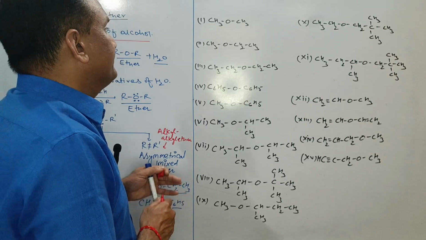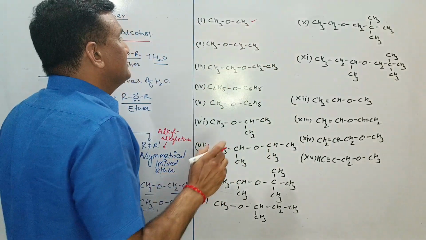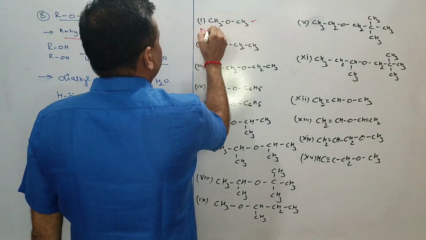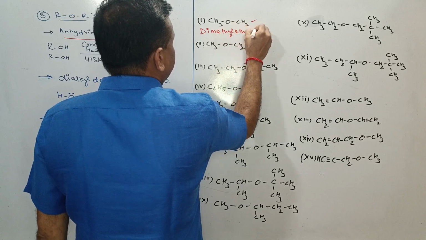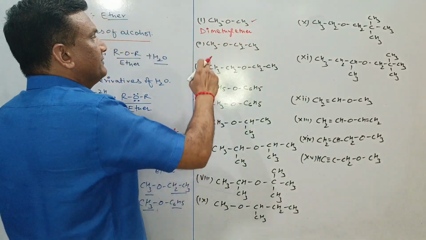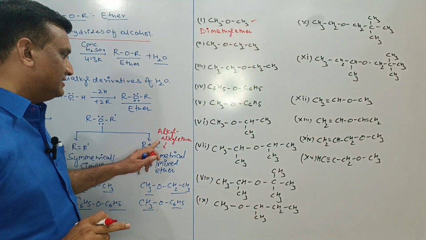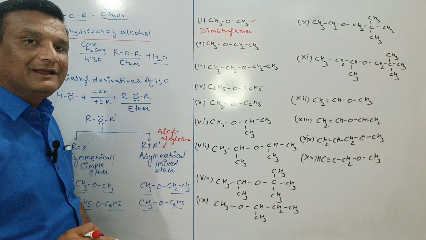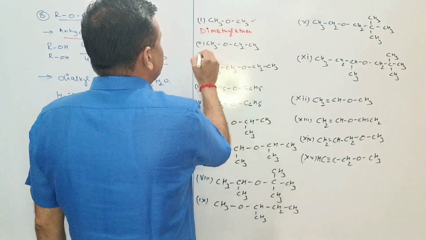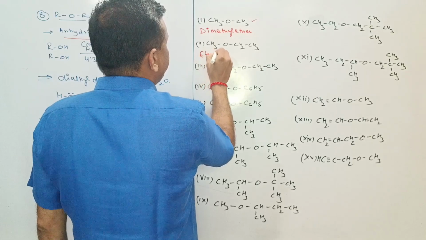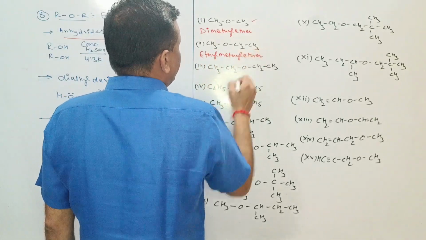First of all, if we go with this ether, then it is symmetrical because both alkyl groups are the same. So I will call it dimethyl ether, the name of the compound. If I go with this, then this is the methyl and this is the ethyl. As I told you, if it is an asymmetrical ether, then the alkyl groups are named alphabetically. So alphabetically here is the ethyl, here is the methyl. So it will be ethyl methyl ether.